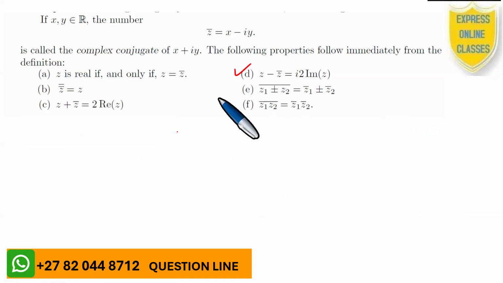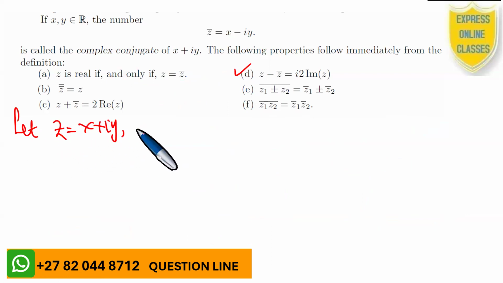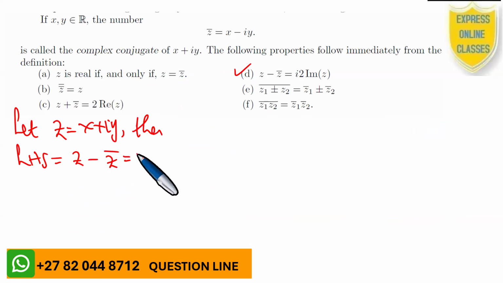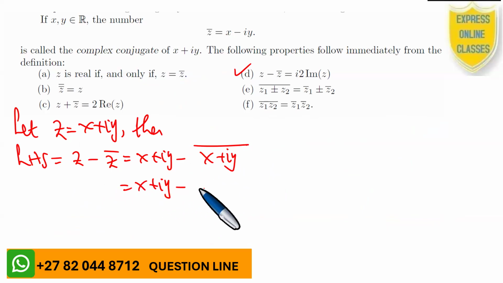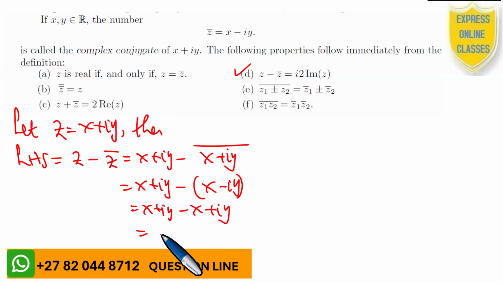Let z be x plus iy. Then the left-hand side is z minus z bar, which is x plus iy minus x minus iy. Because when you take the complex conjugate, it becomes minus, and then you distribute the negative, it becomes minus x plus iy. x minus x is 0, which leaves 2iy.